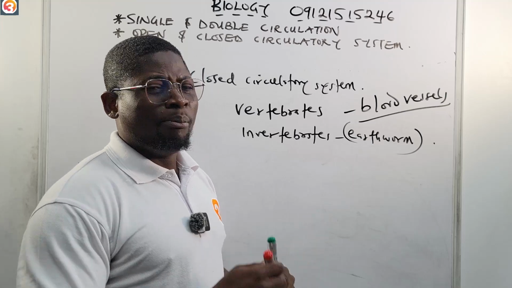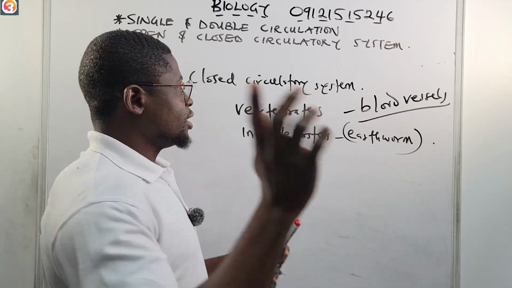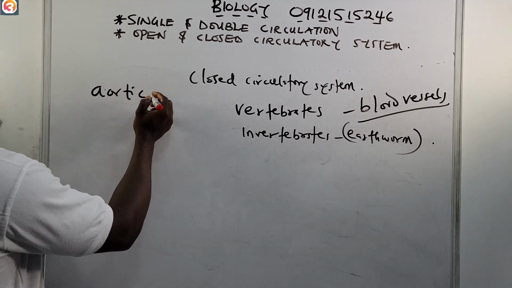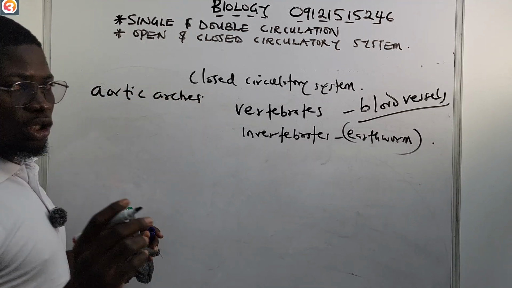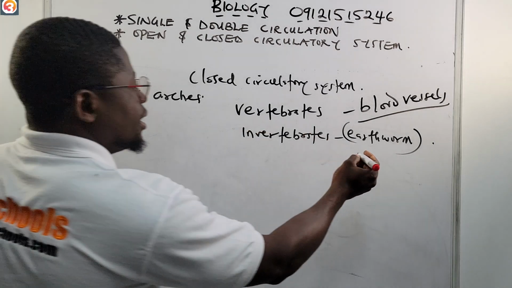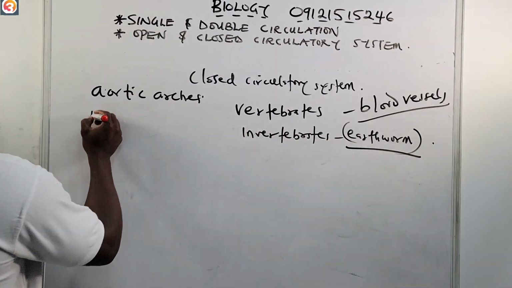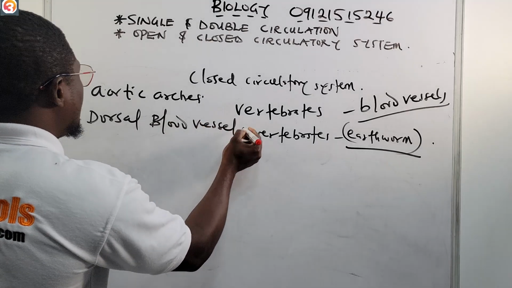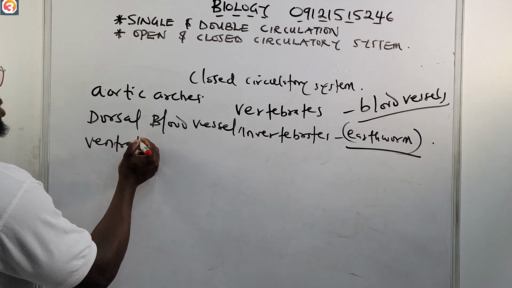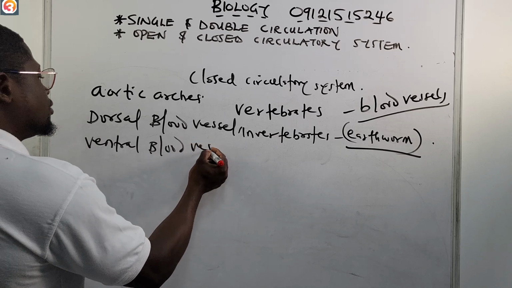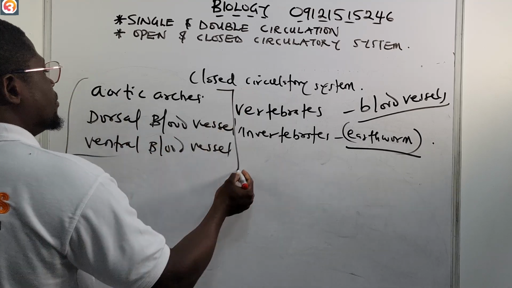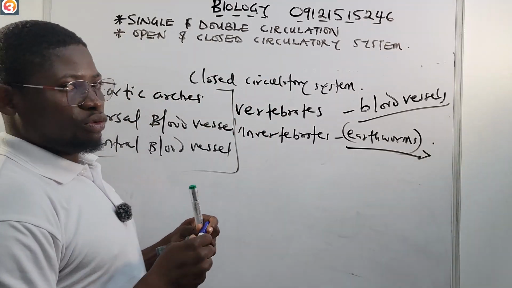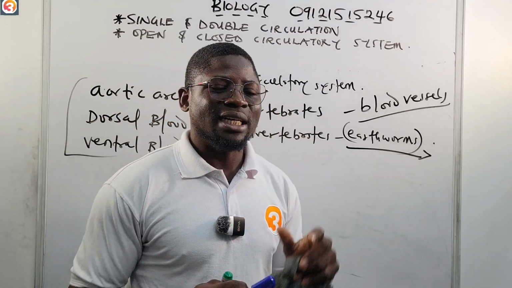There are three major blood vessels that the earthworm uses in conducting blood. Number one is called the aortic arches. We also have the dorsal blood vessel, and lastly we have the ventral blood vessel. So these are the three blood vessels that earthworms use in conducting blood. They have a closed circulatory system.